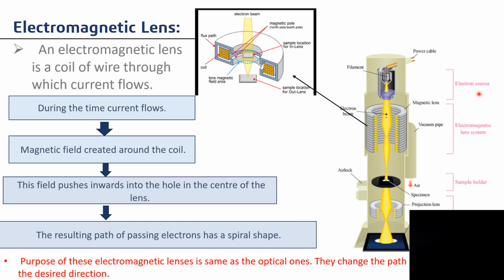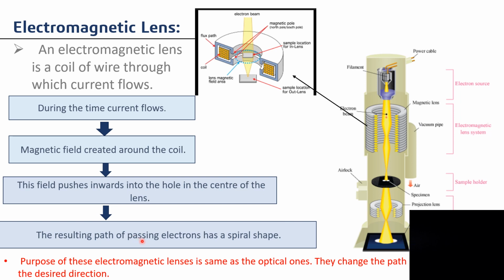Electromagnetic lenses are present after the electron source in the instrument. The magnetic field in this coil is asymmetric, weakest in the center and strongest towards the edge. When the current flows, a magnetic field is created around the coil, and this field is pushed inward into the hole in the center of the lens. The resulting path of the passing electron has a spiral shape.